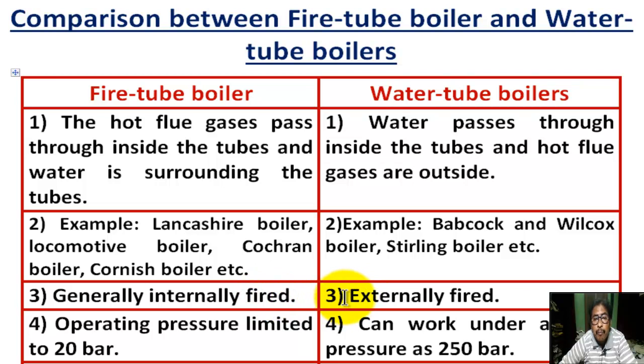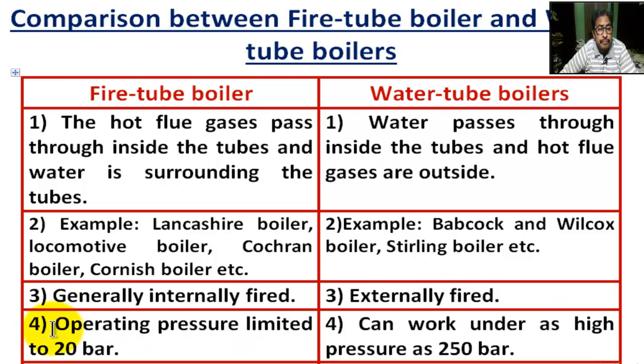Number 3, for water tube boiler, it is generally externally fired. Externally fired means if the furnace is outside the dome, the boiler is called externally fired. Water tube boilers are generally externally fired. Okay.